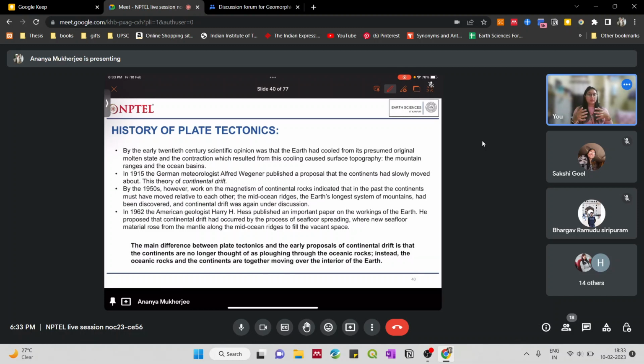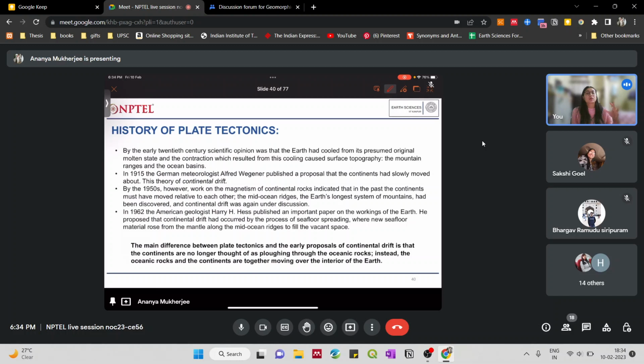A lot of researchers found evidence that once all the land masses, all the continents that exist in the present day, were joined together. You can see that the timeline of the whole plate tectonics theory started as early as the 1910s, 1905.